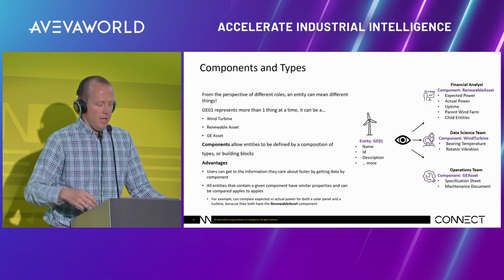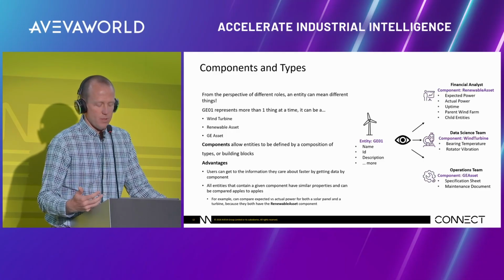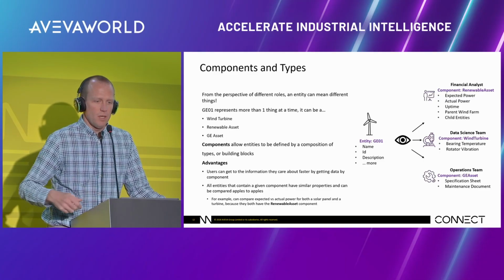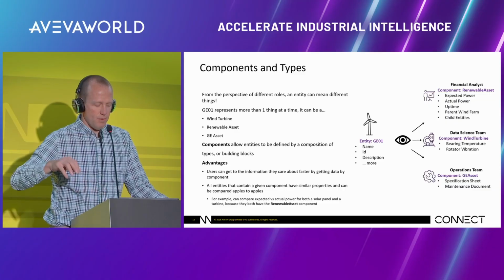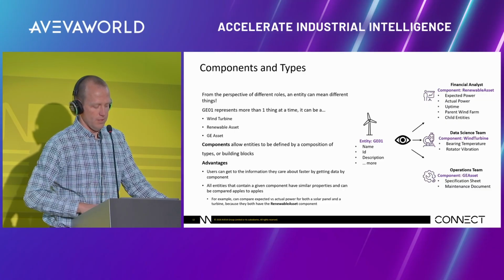So if you're saying, hey, I'm only interested in the data science part of the wind turbine, I only care about vibration analysis, you can ask for that information by just calling into the wind turbine component of our entity.